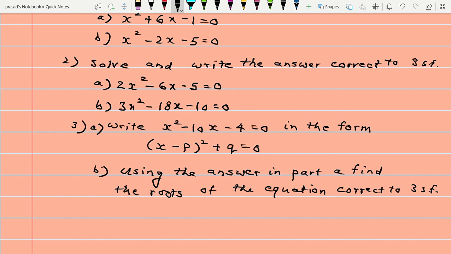So first you write in this form x minus p the whole square plus q equal to 0, where you have to find the value of p and q and then solve that and find out the roots correct to three significant figures.